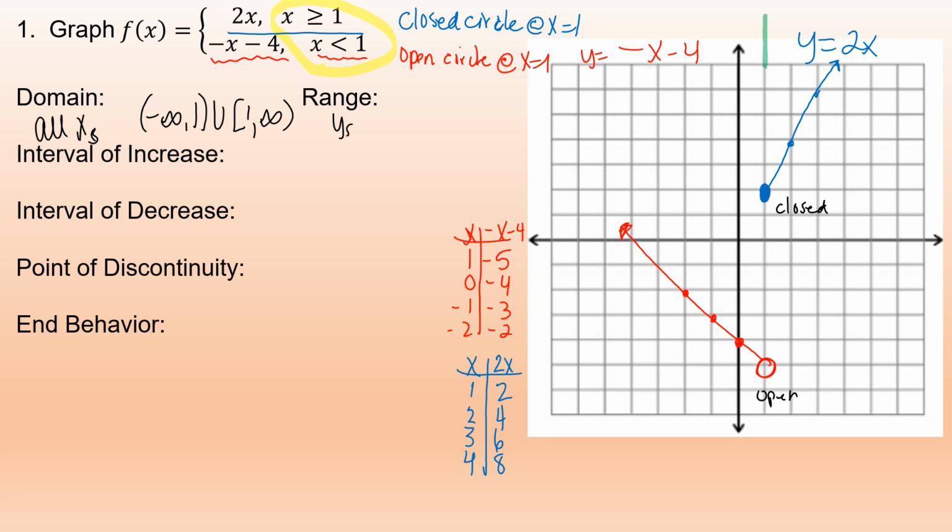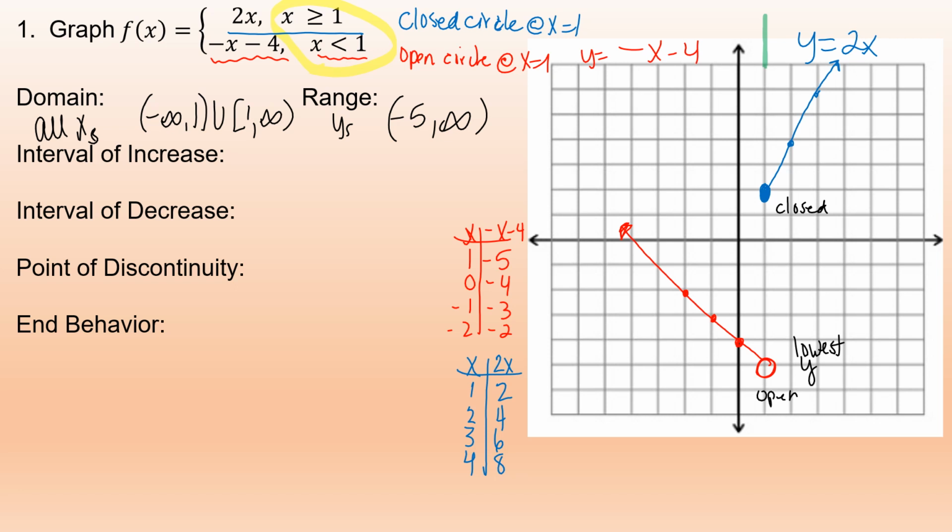Alrighty, the range, these are all of your y values. So the lowest y value that our graph has is down here at the point 1, negative 5. So I'm going to start at negative 5. It's not included because it's an open circle, so that gets a parentheses. The red section and the blue section will then both continue up to positive infinity for your range.